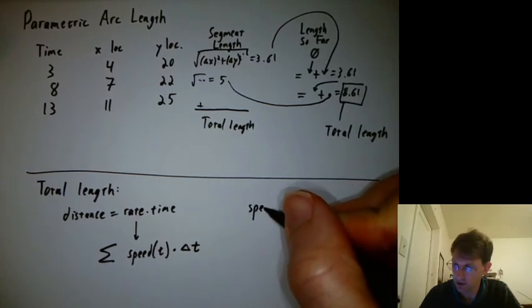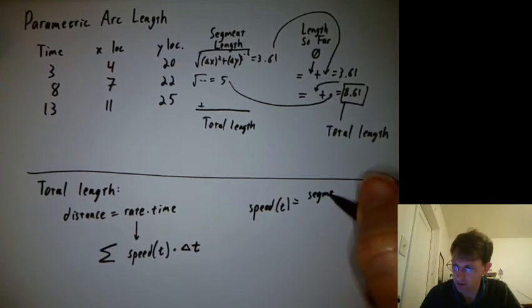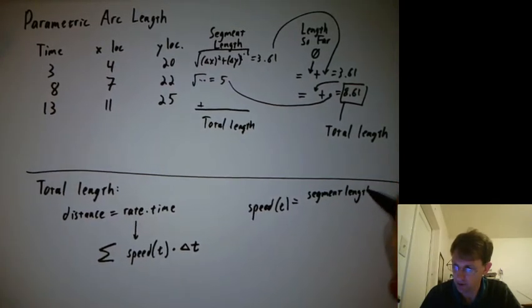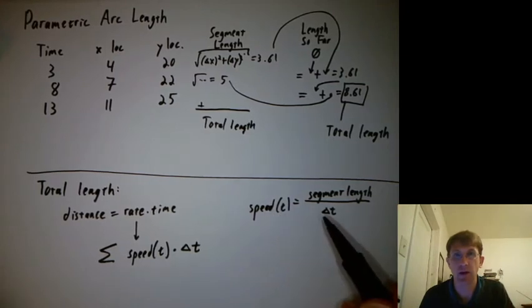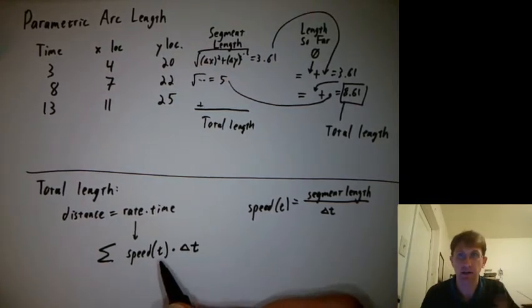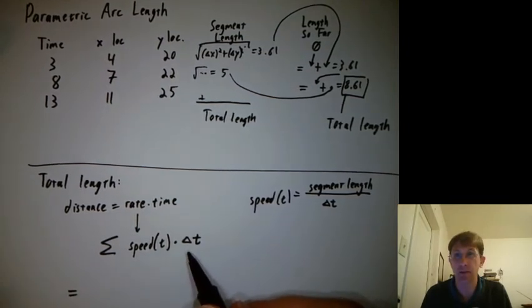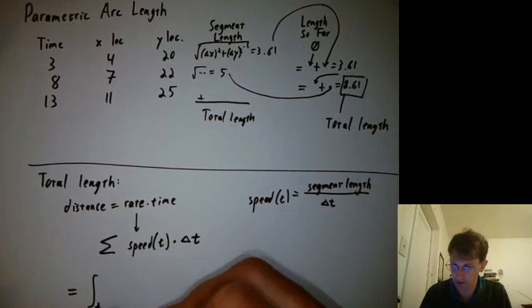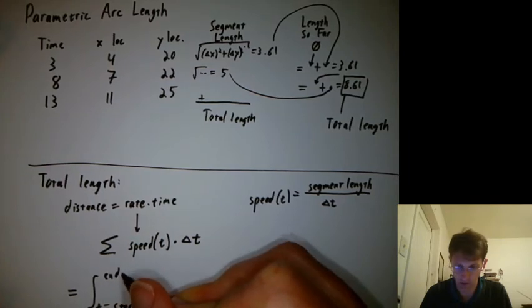Well, we can say that the speed at time t is the segment length, like how far did you go, divided by how long did it take you, which is delta t. And so if we multiply speed at time t by delta t, we're just canceling the delta t and getting just total segment length. So that's a good way to think of it. We're just adding these things up. If we did that with really small delta t's, then we would call them dt's, and we would say t equals some start value to some end value.